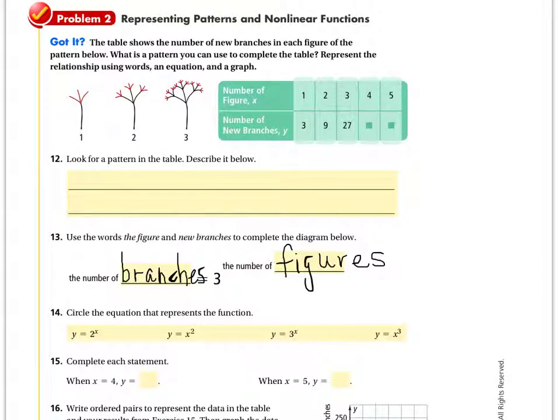In problem number 2, we're going to represent patterns and nonlinear functions. So we're going to use these 3 figures here and our data table to represent how many objects compared to how many branches. Take a second and fill in number 12 and describe the pattern that you find in this data table. And remember, we're trying to compare how we got from our input to our output.